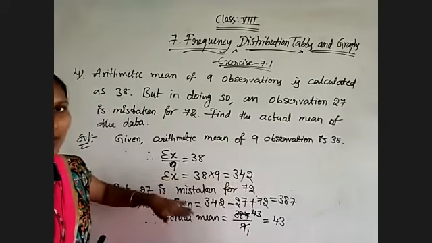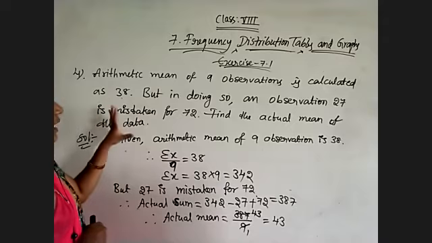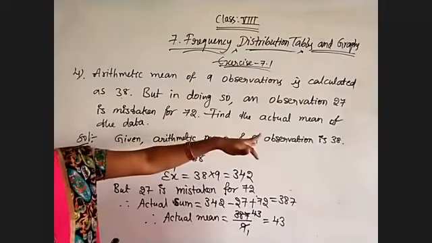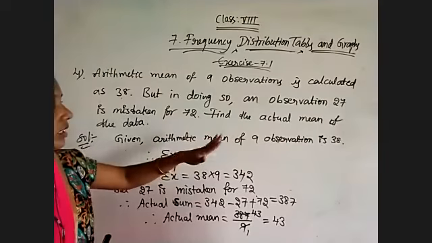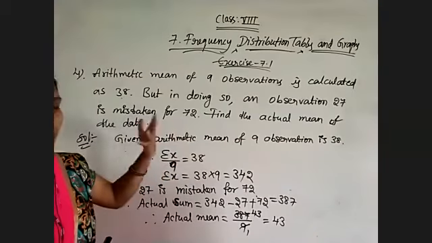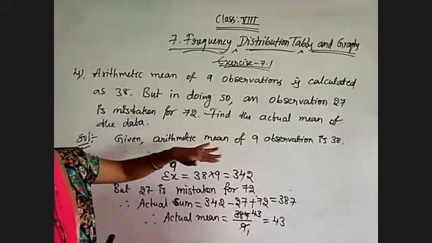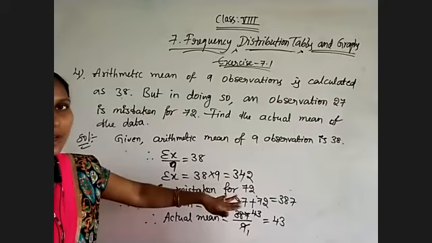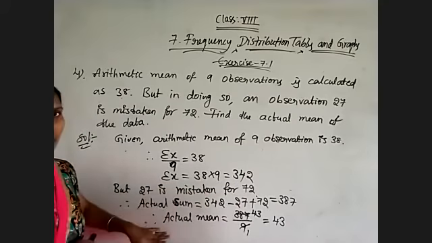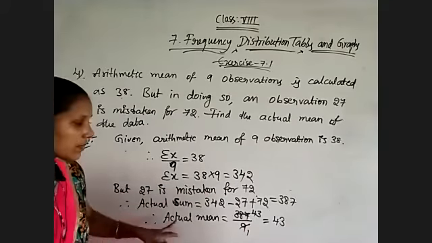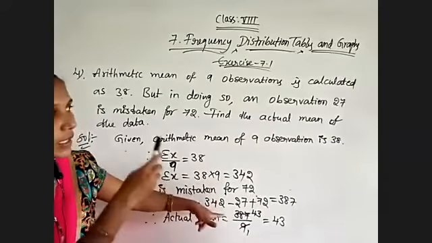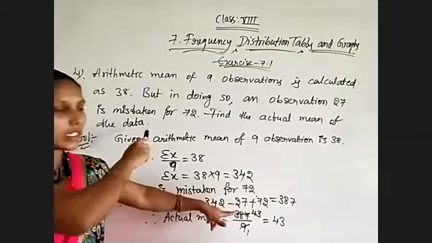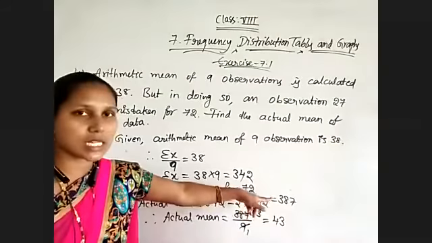Till now, we got the sum of the observations, but they have given that instead of 72, they mistook it as 27. Means they took a smaller number, so the sum is less. The actual value is different. So what is the actual sum? We need to find it. The actual sum will be equal to 342, remove the mistaken value, that is 27, and add the original value 72. Then we will get the original sum.